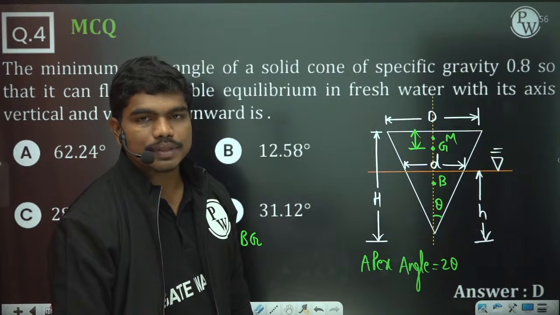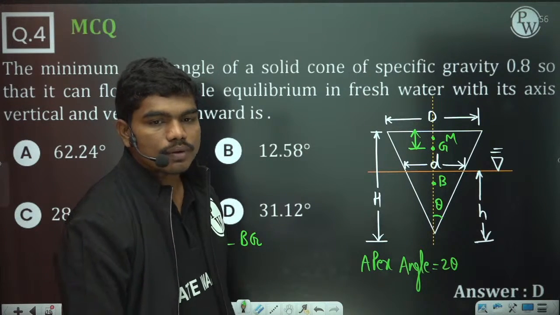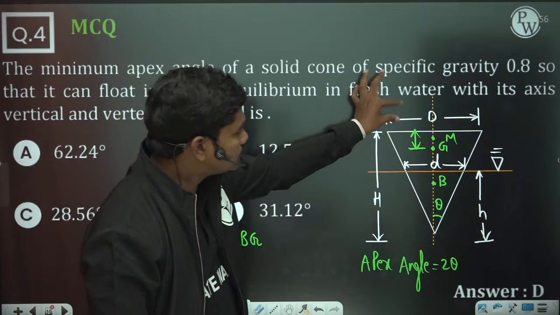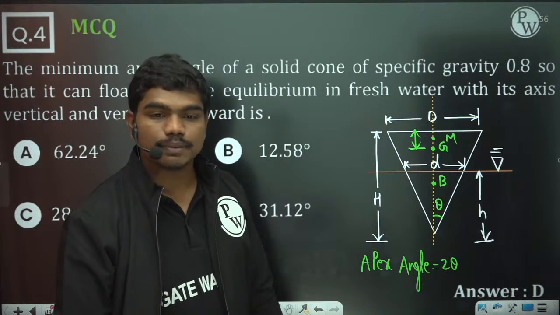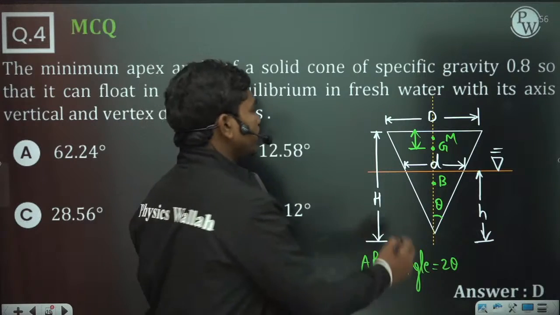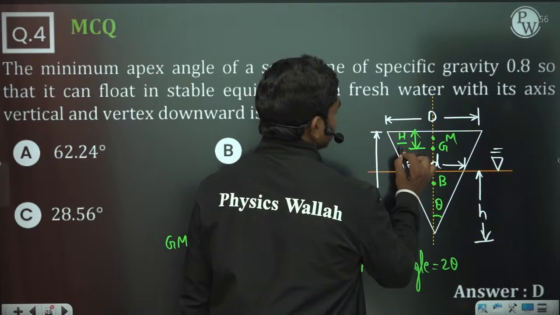All of you, please type in the chat box. Tell me, what will be the value of this G from this free surface, from this surface of the cone? H by 4. Very good, correct. So it is H by 4. This centroid is at H by 4.